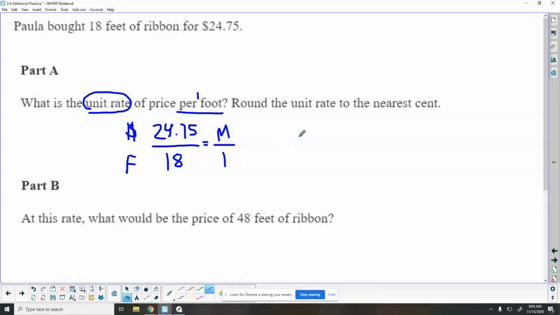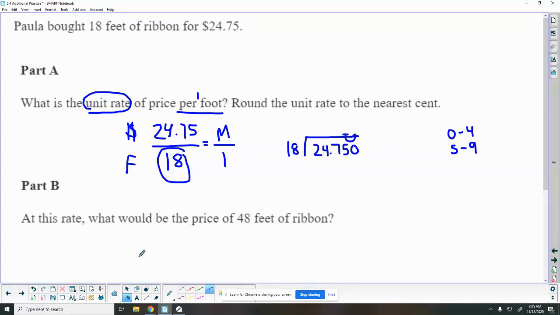So 24.75 times 1 is 24.75. That's what goes in the box. And then I'm dividing by the leftover, which is 18. You might need to add a 0 here to finish your problem, and then you'll round and look back behind. Remember, if the number behind the underlined number is 0 to 4, the underlined number will stay the same. If it is 5 through 9, then it's going to bump the underlined number up. So now we know our unit rate. I'll let you do that part.